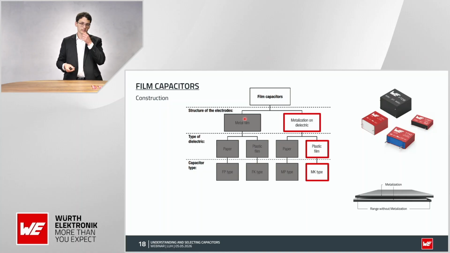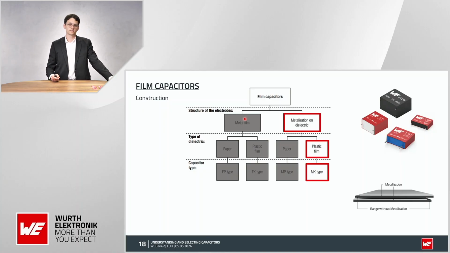The benefit is that these parts can handle a lot of current, but there are also some disadvantages, such as the capacitance in the same package. The capacitance is fairly small because the metal layers are pretty thick, so therefore you cannot have so much capacitance in the same package. But this is completely different for metallization on dielectric.